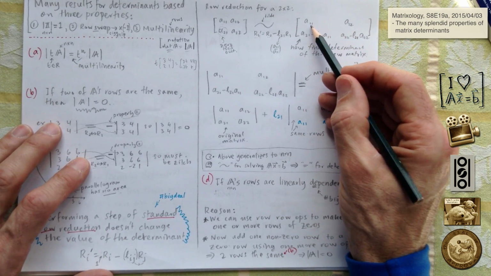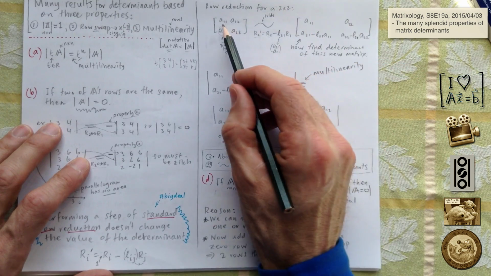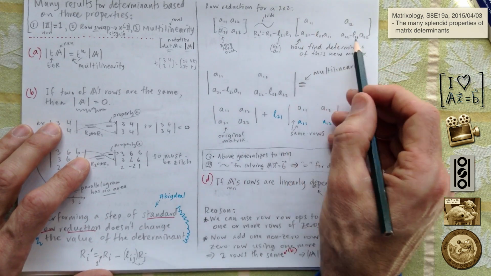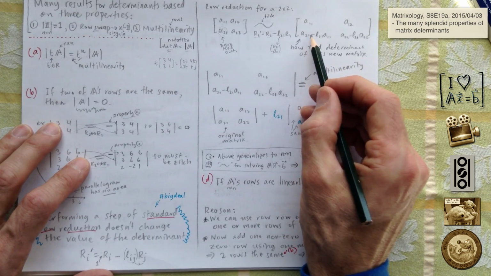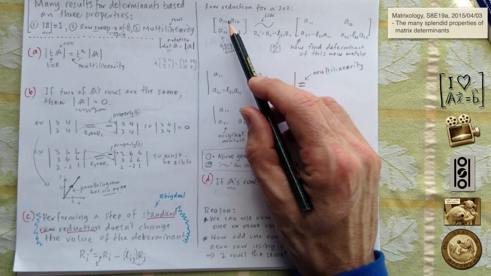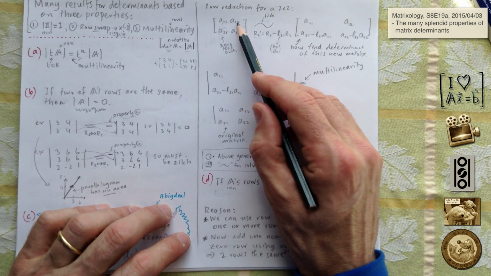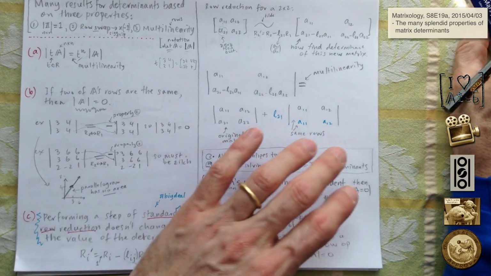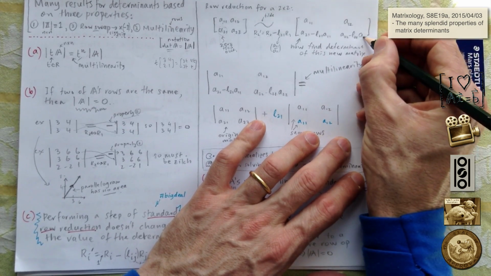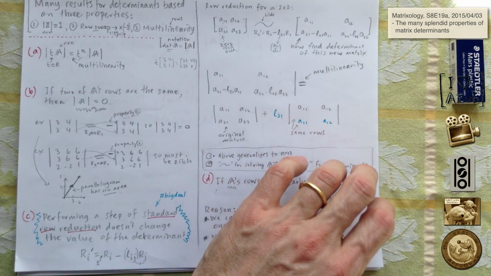Let's see, so the top row does not change. It's A11, A12. And then here's our row operation, right? So it's A21 minus L21 times the first entry up here. And then A22 minus the multiplier times A12. We got a little carried away there with the 2's. Just got it wrong. Okay, yeah, A12.